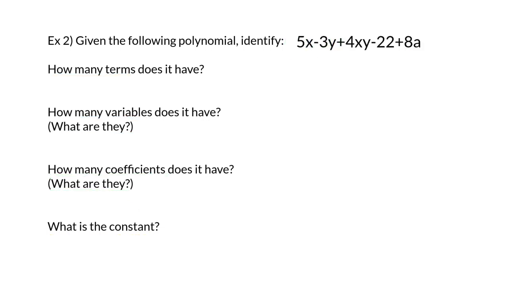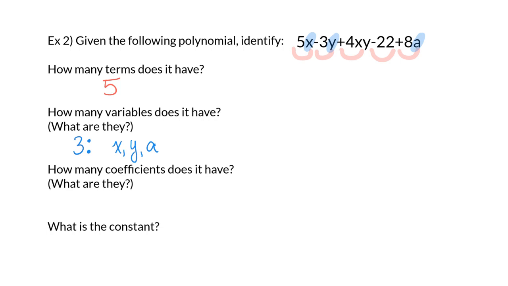Example 2 asks us the same set of questions, but now we have a different polynomial. So how many terms? 1, 2, 3, 4, 5. How many variables are there? So I'm looking for unique letters. I see an X, I see a Y, an XY, I already have those, and I have an A. So there are 3 variables, X, Y, and A.